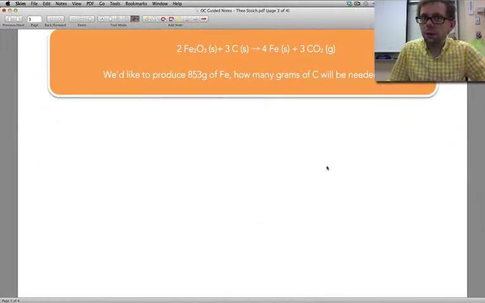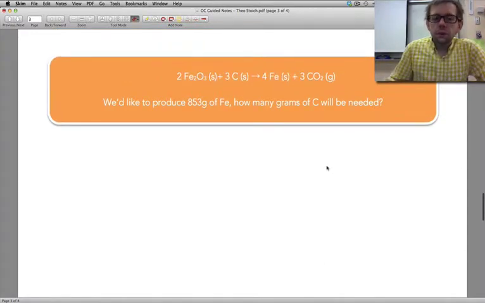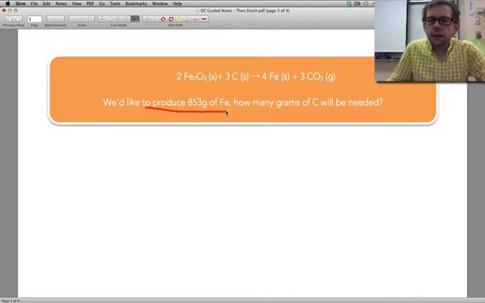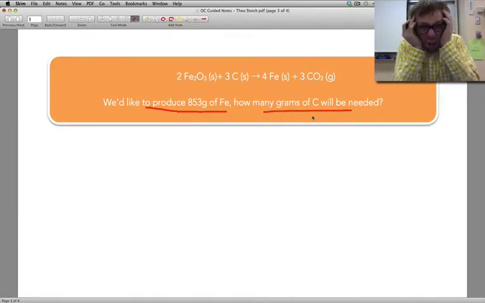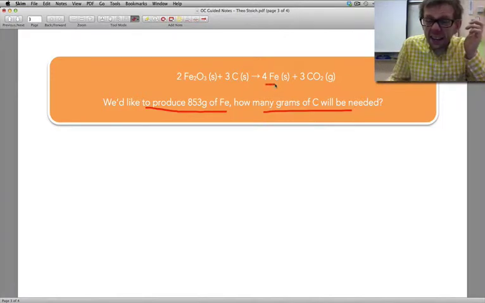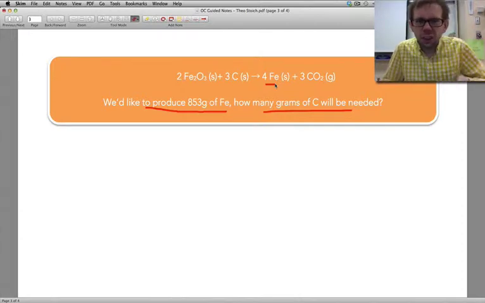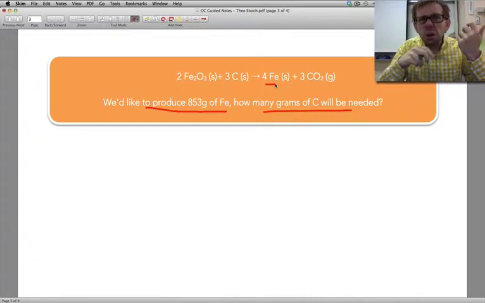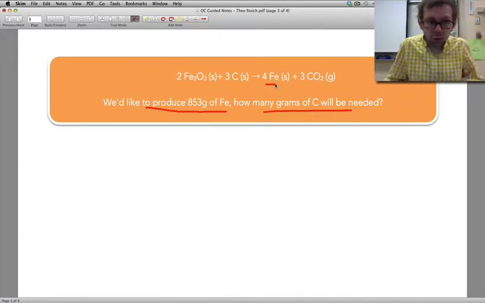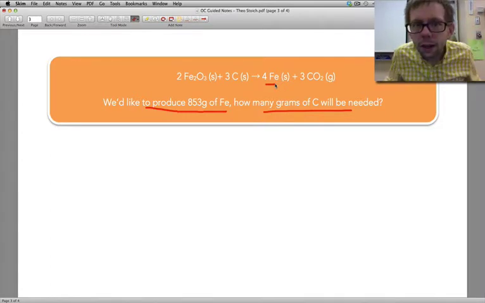All right, let's do another one. Let's try to do this one. We want to produce that many grams of iron. How many grams of carbon are going to be needed? You're like, wait, we're starting here at the end. Well, it's just like saying you want to make 5 pies. That's like starting at the end, right? Well, you can go backwards. You want to make that much iron? Okay. How much carbon am I going to need to go buy or something like that is what I'm asking. I'm just asking how many grams do I need, okay?